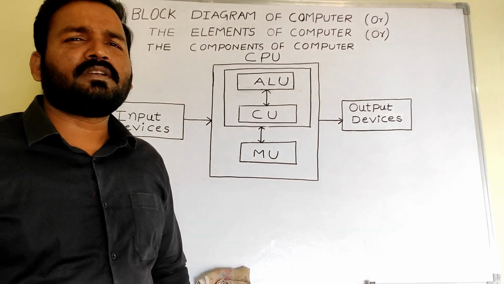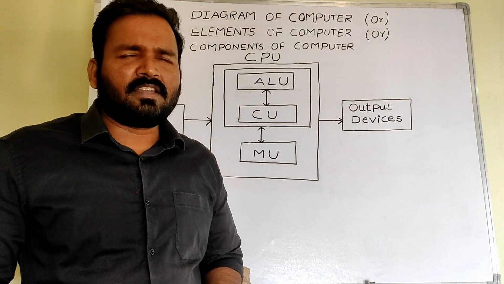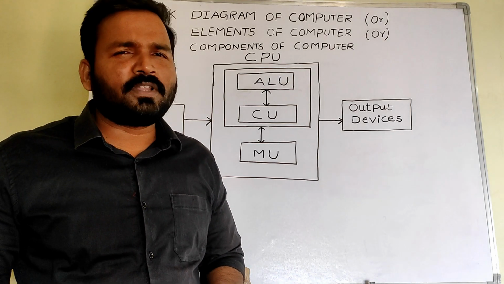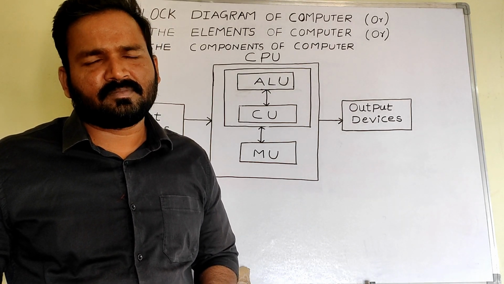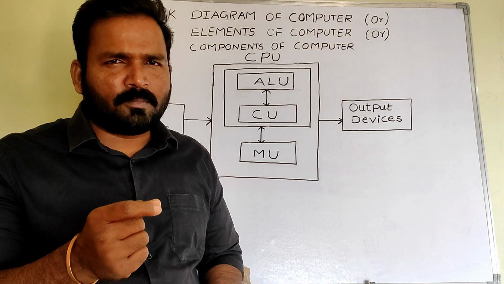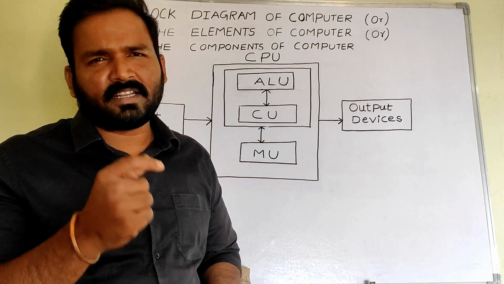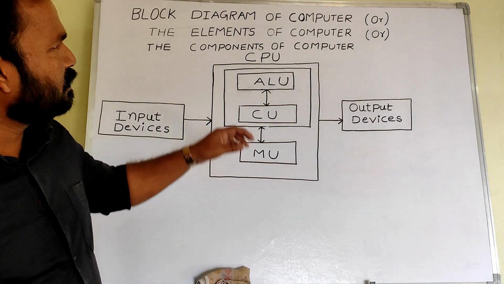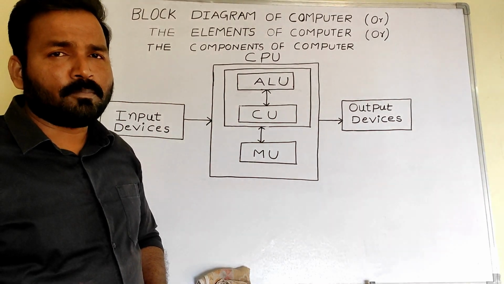In the previous session, we discussed what a computer is and the advantages of computers. Already we have seen the advantages, benefits, and characteristics of computers. In this session, we will discuss the block diagram of computer.